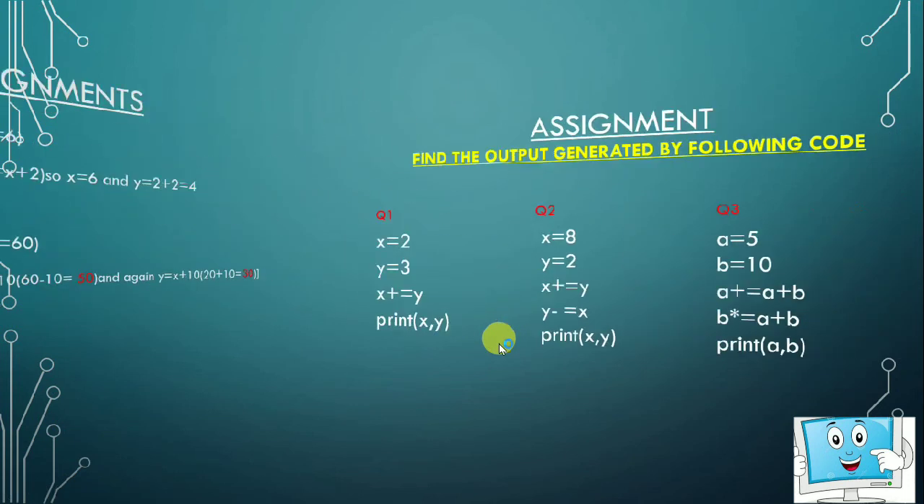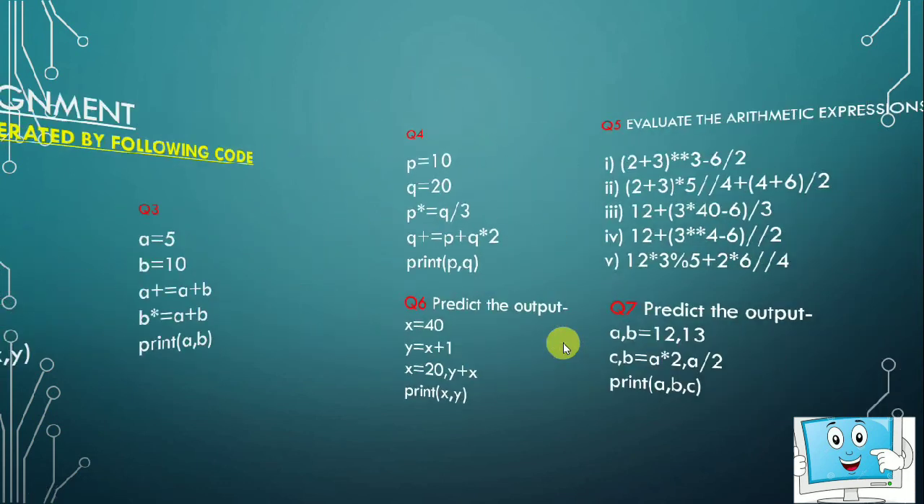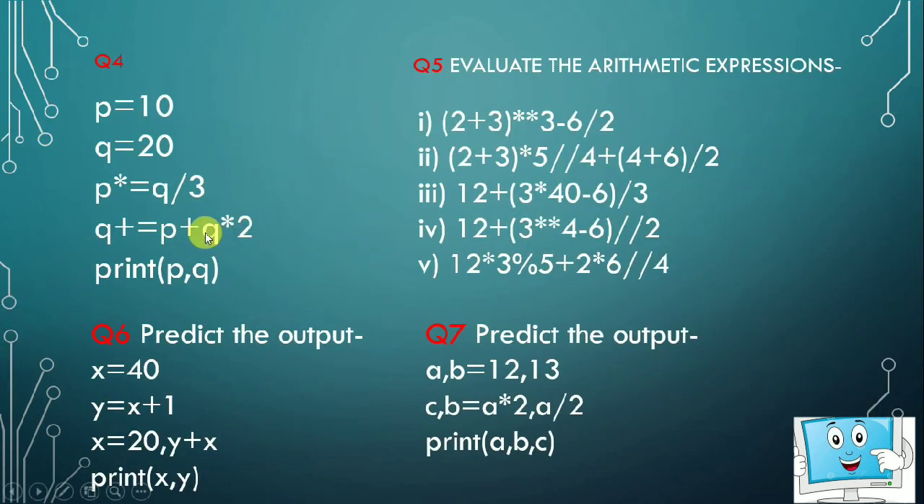Now based on this we have some assignment. Find the output generated by the following code. These are the questions related to the shorthand assignment operator. Here we have used the shorthand assignment operator at 2-3 places. So based upon this you have to find out the output. Same is question 4, based on the shorthand assignment operator. This is question number 5. Evaluate the arithmetic expressions. In this case we have to find out the value of these arithmetic expressions as we have discussed just now.